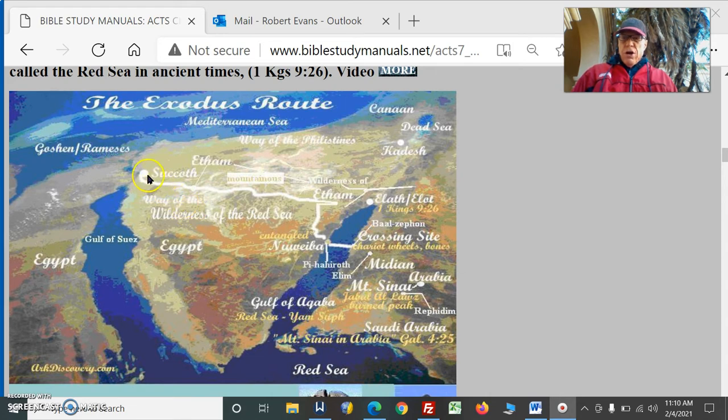So, from Sukkoth, traveling across the wilderness, the mountainous range, see the mountainous range here, and then to Etham. Then it quickly went south towards Nuweiba Beach, a mountainous region on either side, and over to Pi Hahiroth, crossing with chariot parts and wheels and bones, human remains, right here, in a shallower part of this Gulf of Aqaba branch of the Red Sea. And they crossed over, and there's Midian.